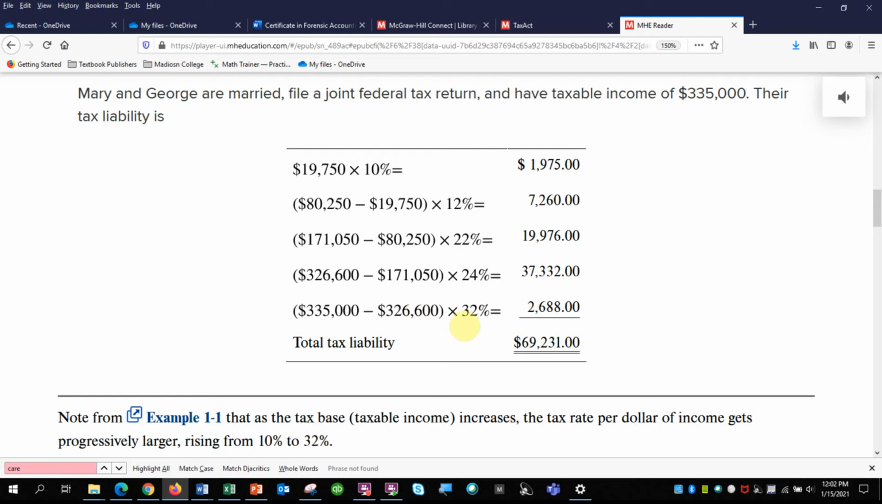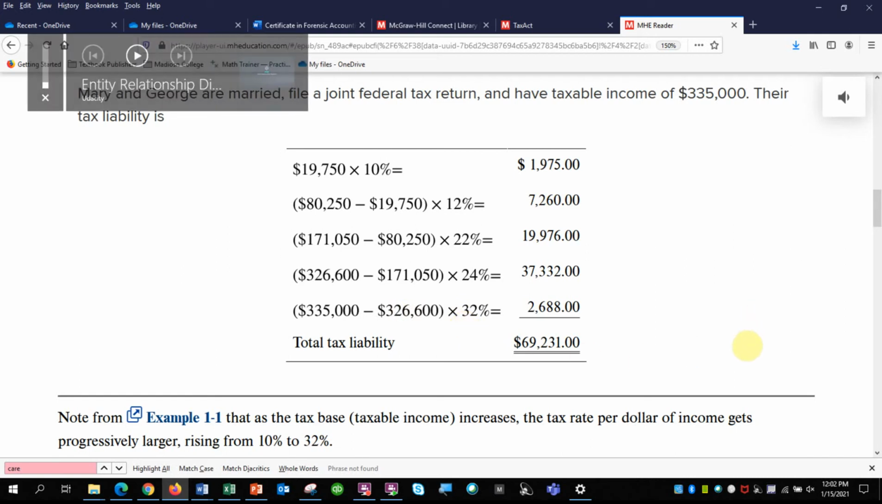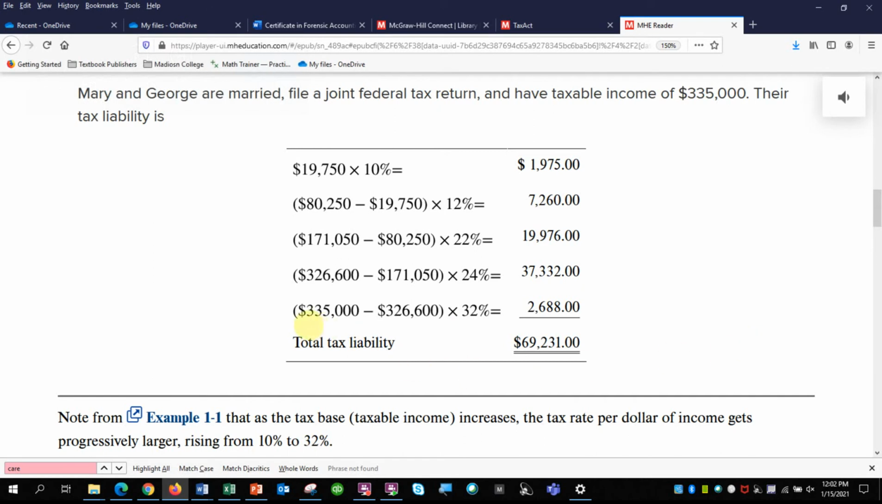So what is taxed at 32% for these taxpayers, Mary and George? It would only be the amount between $326,600 and $335,000. Only that amount would be taxed at 32%. And since their income is no higher, then they would not be taxed at any higher marginal rate. It would stop or end here.